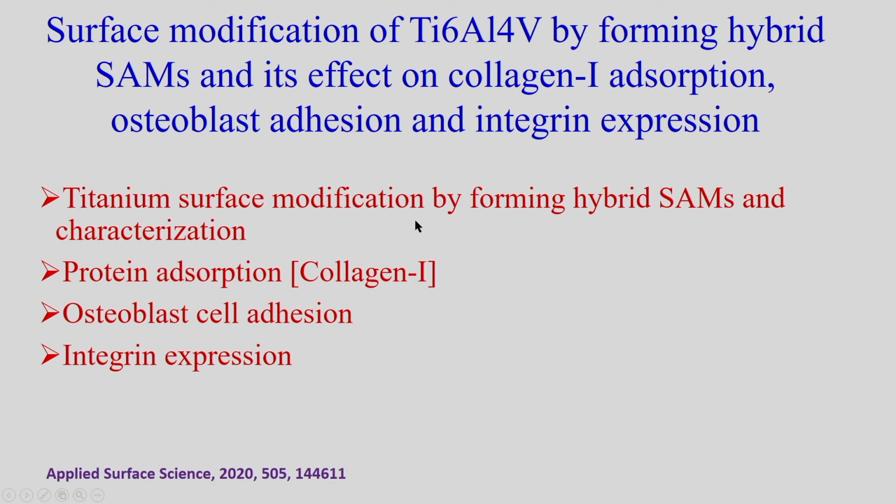So, the titania surface was modified by forming the hybrid self assembled monolayers. Then we used collagen for the protein adsorption, then osteoblast cells for the cell adhesion, and then we also analyzed the expression of the cell adhesive molecule integrin. This is published in Applied Surface Science. For more detail, this article can be referred.